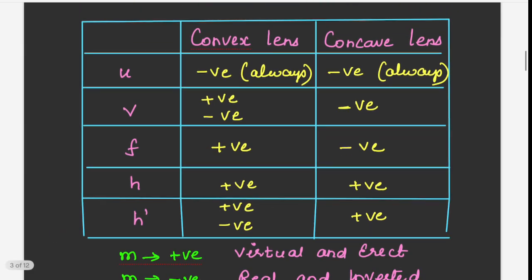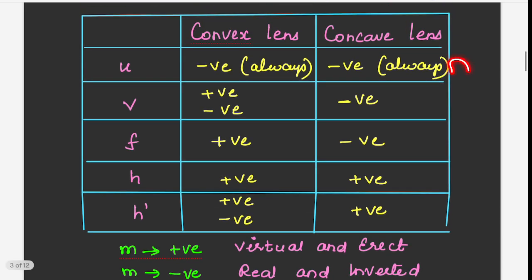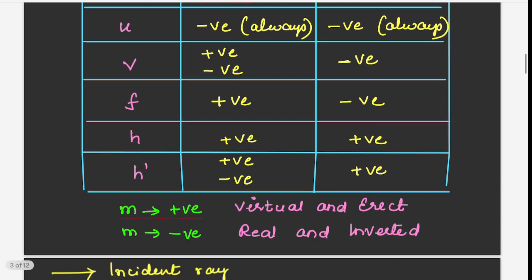So this is the table which is very important, the sign convention table. Make a note of this. We will be using it in calculating the numericals. Next is M. M is called magnification. If the M value is positive, it means the image formed will be virtual and erect. Suppose the M value is negative, then the image formed will be real and inverted. These are important things. Make a note of it. Now we are going to use this in calculating the numerical.